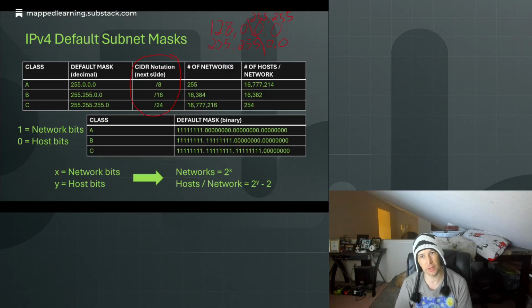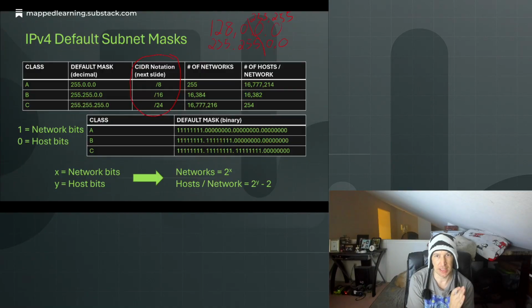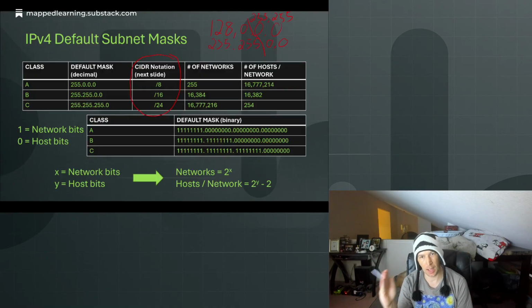But what this tells us is how many bits from the far left into the IP address are turned on for the network. And by default, Class A is using 8 bits for the network, which is why we have 255 in the first octet. Class B is 8 plus 8, so that's 16. And Class C is 8 plus 8 plus 8, which is 24.